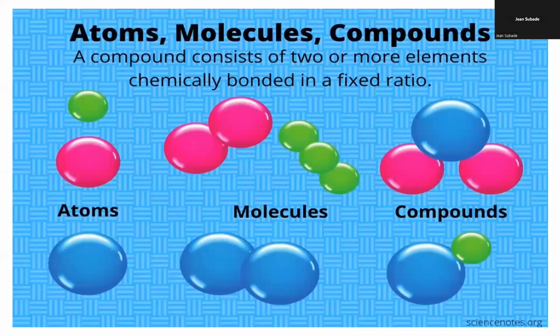So look at the difference between atoms, molecules, and compounds. Since we are now focusing on compounds, a compound consists of two or more elements that are chemically bonded in a fixed ratio.